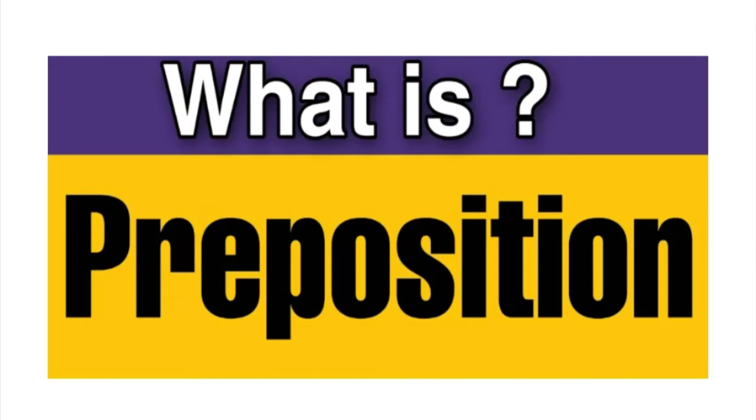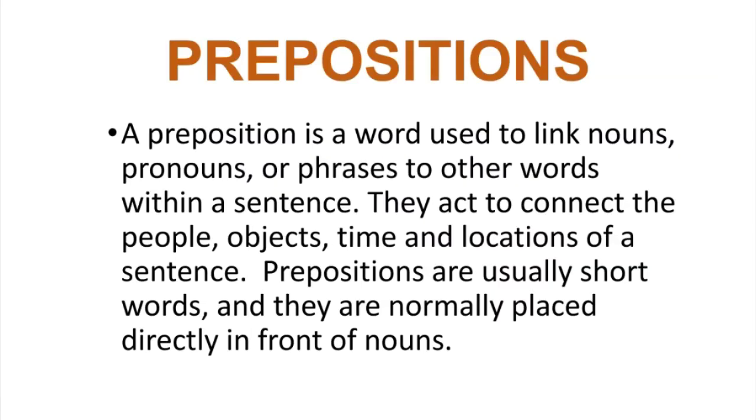By the way, what is a preposition? A preposition is a word used to link nouns, pronouns, or phrases to other words within a sentence. They act to connect the people, objects, time, and locations of a sentence. Prepositions are usually short words and they are normally placed directly in front of nouns. So, a nice way to think about prepositions is as the words that help glue a sentence together. We use these words to express position, location, time, or how an action is completed.